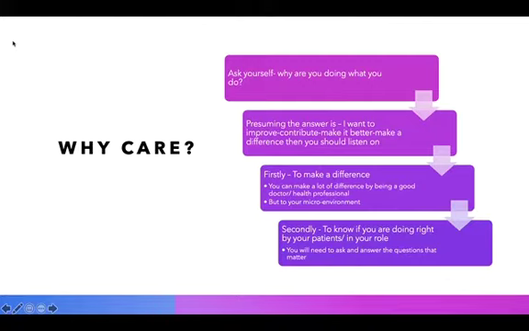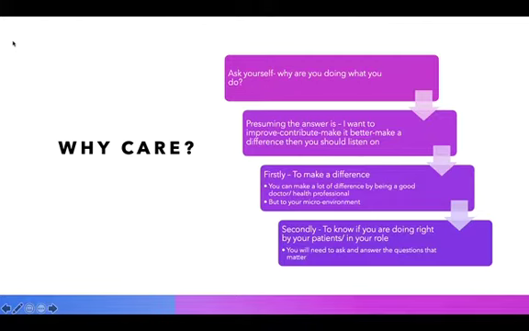What are the things that tend to frustrate you, that tend to make you think, I wish I could do this better? So, presuming that the answer to this particular question of why you're doing this is that I want to improve, I want to contribute to science, I want to make it better for my patients, I want to make a difference, then you should listen on to the next part of this presentation.